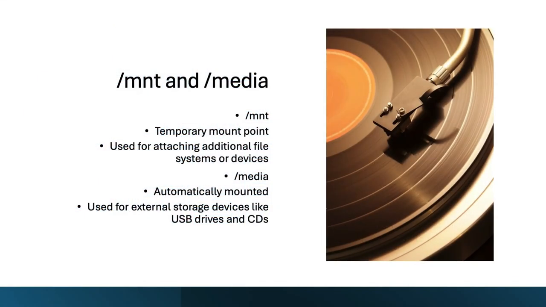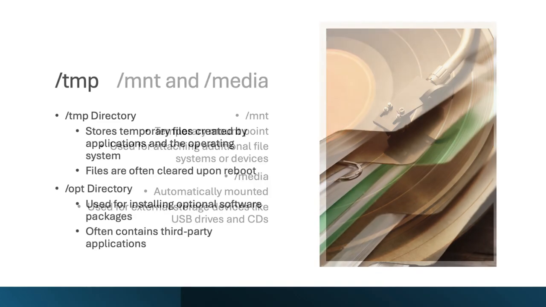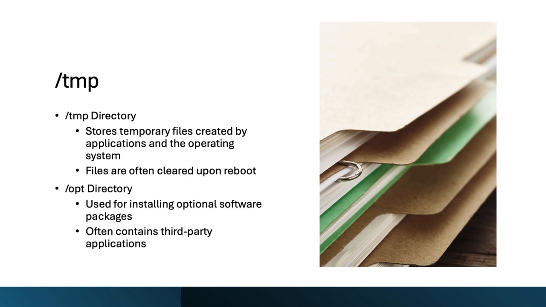The mount points /mnt and /media. /mnt is used as a temporary mount point for additional file systems or devices, and /media is used for automatically mounted external devices like USB drives and CDs. The /tmp directory stores temporary files created by applications and the OS, which are often cleared upon reboot. The /opt directory is used for installing optional software packages, often containing third-party applications.